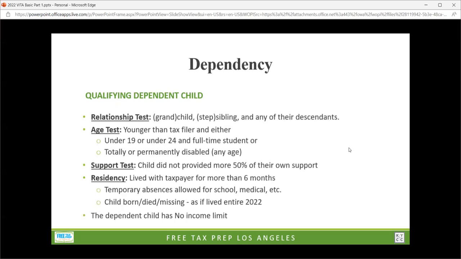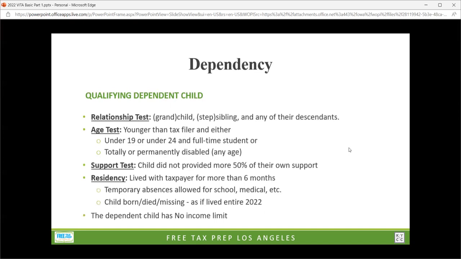Also, we need to look into the age test. It has to be younger than the tax filer. It needs to be under 19, or under 24 and a full-time student, or totally or permanently disabled of any age.